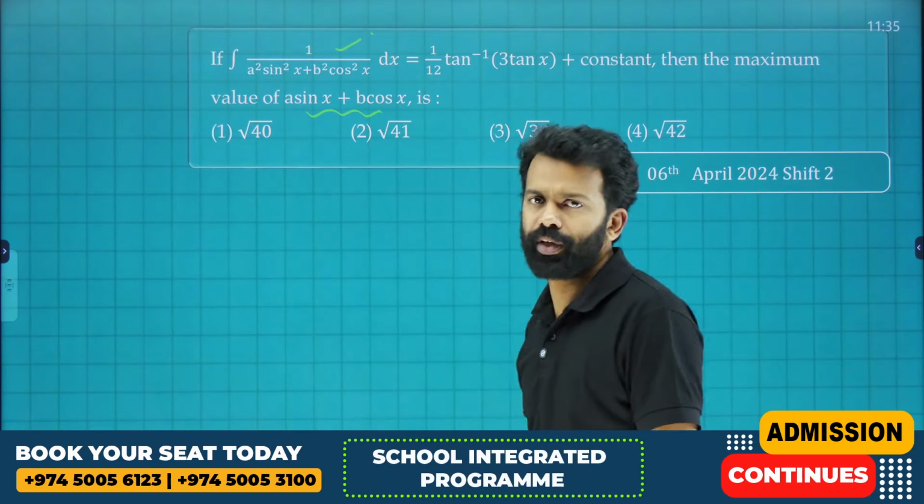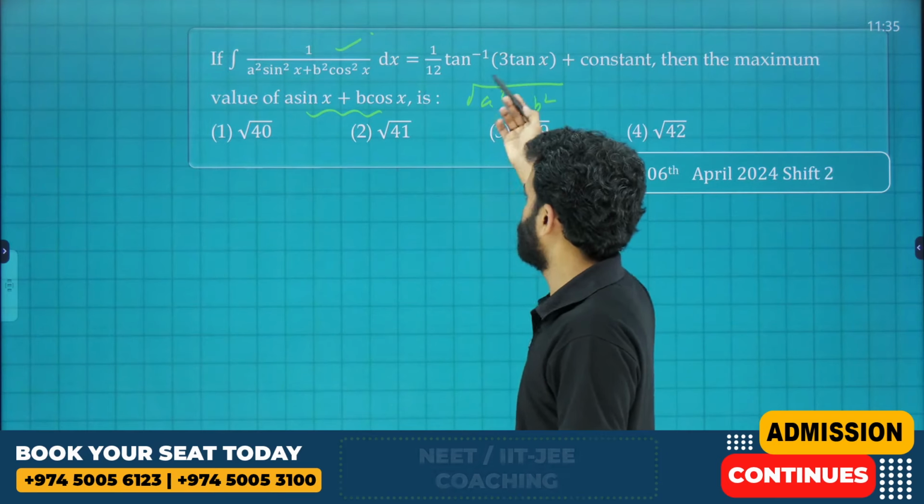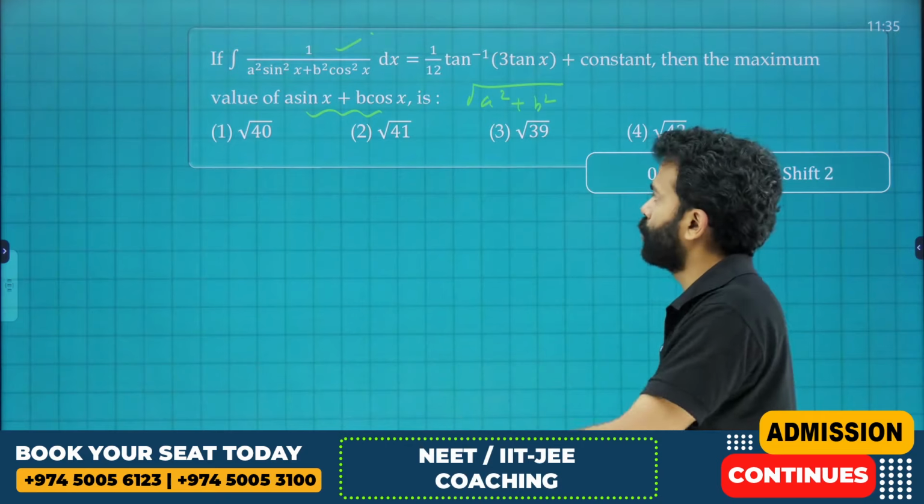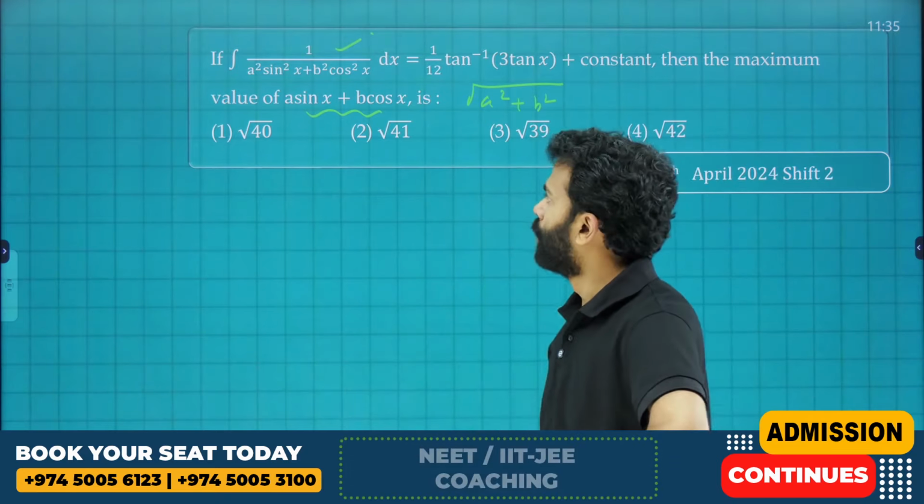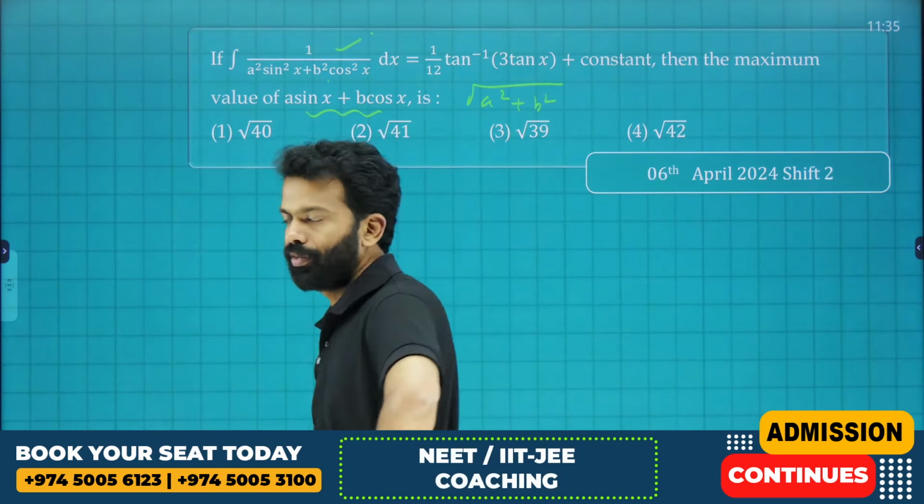Then the maximum value of a sin x plus b cos x. What is the maximum value of a sin x plus b cos x? Positive square root of a square plus b square, and its minimum value is negative of root of a square plus b square. That's all. So we need to find the value of a and b for sure. So how are you going to formulate this? There is a ready-made formula for this one.